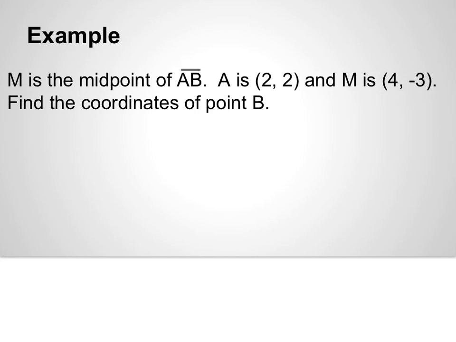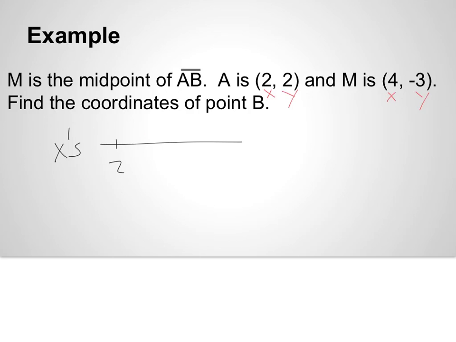Now to think about this mathematically, we can do this. Again, I've got 2, 2 and 4, -3. That's an x and a y coordinate, and another x and y coordinate. I can think about this with number lines. My endpoint for the x's is at 2.